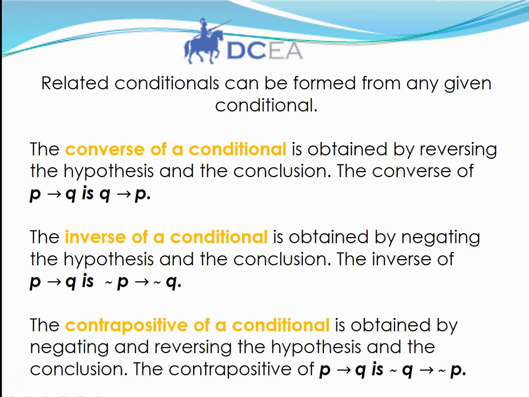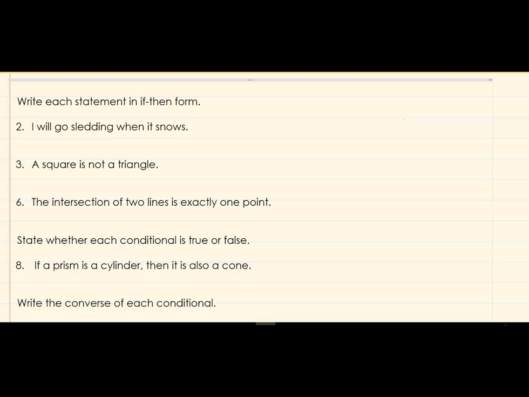The third condition is the contrapositive of a conditional. It's obtained by negating and reversing the hypothesis and the conclusion. So you would negate P implies Q, and then you would reverse them, and your outcome would be not Q implies not P. Before we go on to example 3, let's do a few problems similar to some of your homework.